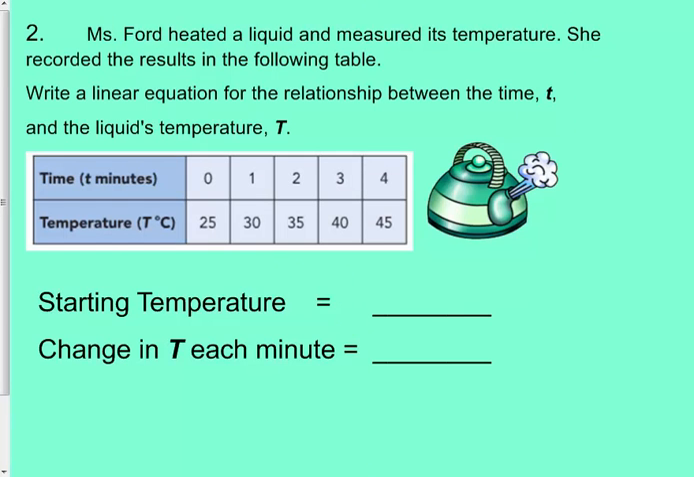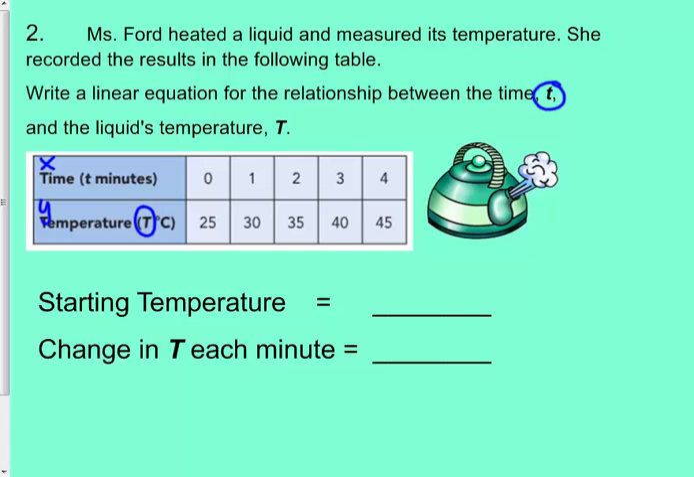Mrs. Ford heated a liquid and measured its temperature. She recorded the results in the following table. Write a linear equation for the relationship between time t, and the liquid's temperature, capital T. Notice two different variables, same letter t, but in two different forms. Time would usually be on the x-axis, and temperature would probably go on the y-axis. But they are asking us to use lowercase t for time, and uppercase T for temperature.